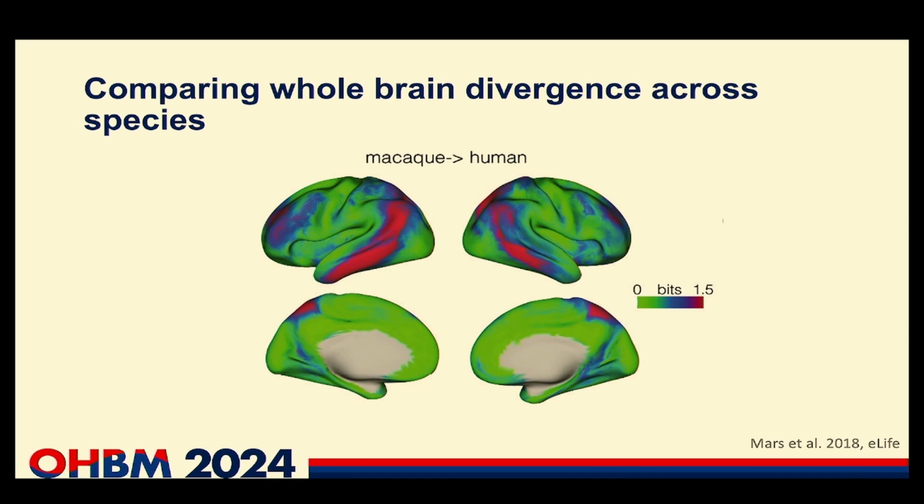So in this difference map between macaque and human, displayed on a human brain, we can see that there's more difference between macaque and human in some regions, and more similarity between macaque and human in primary sensory cortices and primary visual sensory cortices.